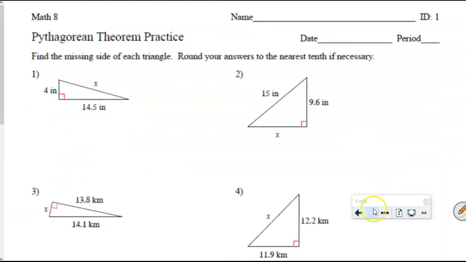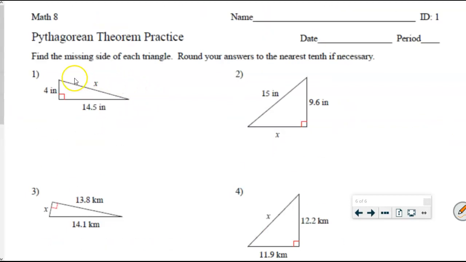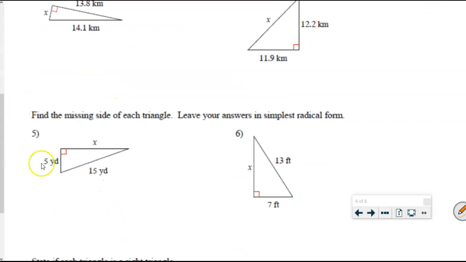Okay, let's move on to Pythagorean Theorem. This one, it might look familiar. This one we did for our quick pull. So I'm not going to do that again. We already did it on our quick pull. You can just copy down your work for that one.